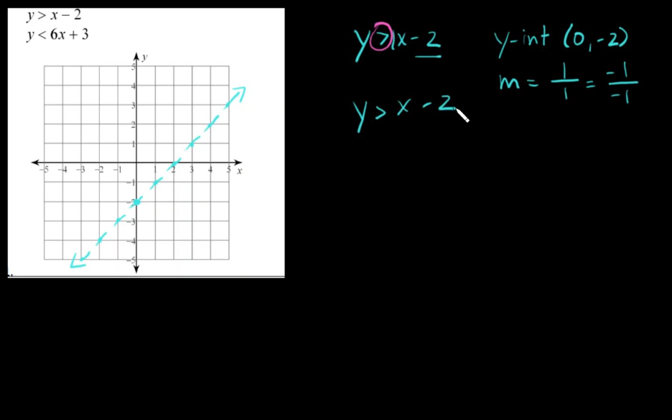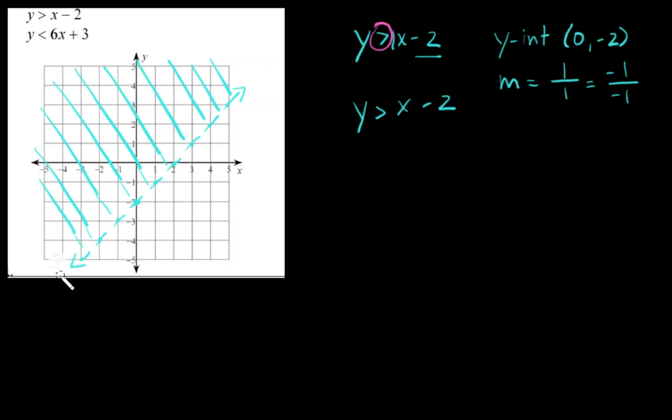Now the next thing I have to determine, since it's y is greater than x minus 2, is whether we're going to shade all of the above here, or shade down here. Like I told you, you can have your little guy going from left to right, and he goes up that hill, and since it's greater than, it's going to be all of this right here. It's greater than him going up the hill, so it's all of that there.